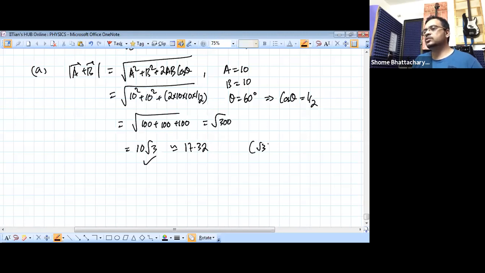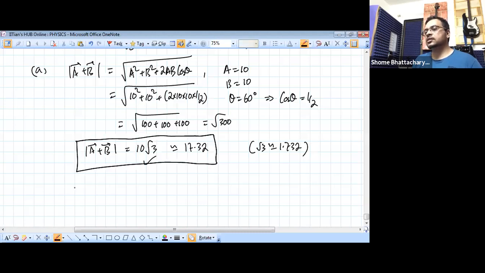Here I am taking root 3 as approximately 1.73. So it's an irrational number. So actually, there's a non-terminating decimal, as you know. So ये मेरा magnitude of A plus B होता है. Okay, so this is the first part of the thing.